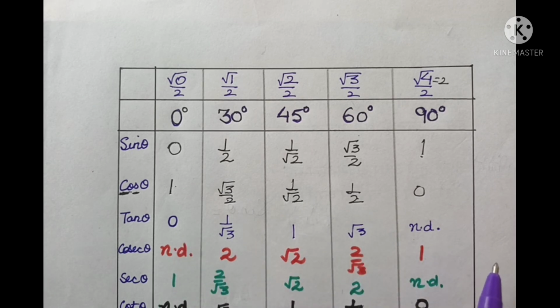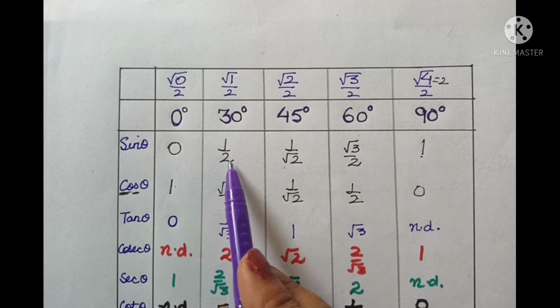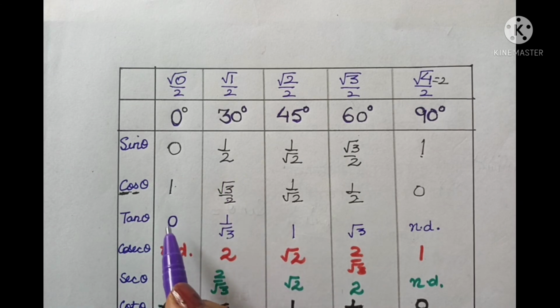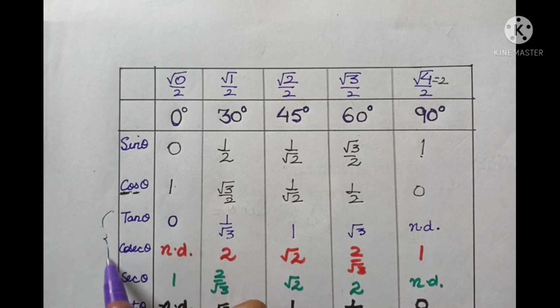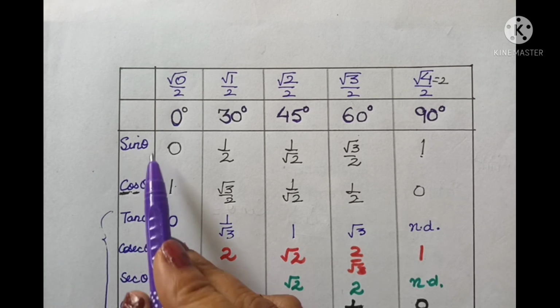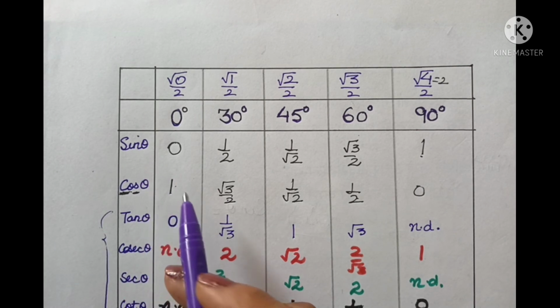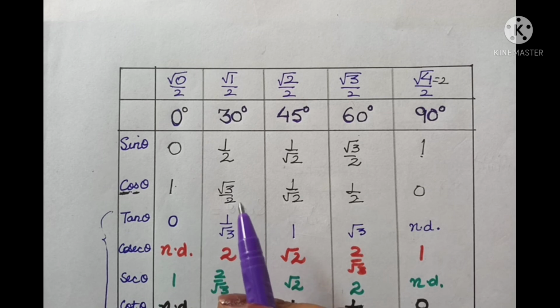Suppose you are to write value of cosecant 30. So mentally first think cosecant is reciprocal of what? Sine. So sine 30 is 1 by 2. So cosecant 30 will be 2. So you are not required to make all these values. There is no need to make. Just make for sine and cos. It should be sufficient for you.